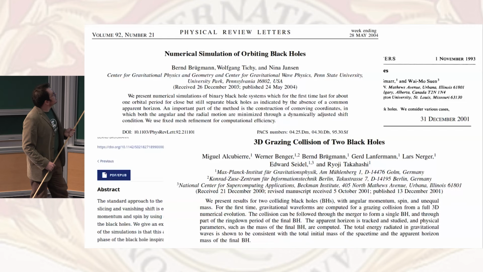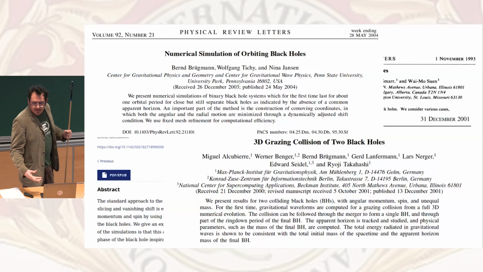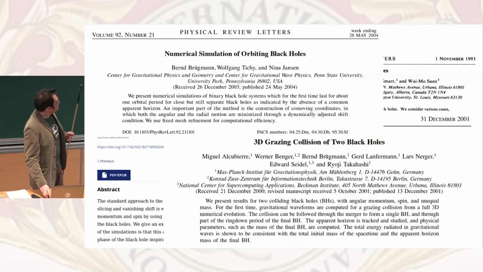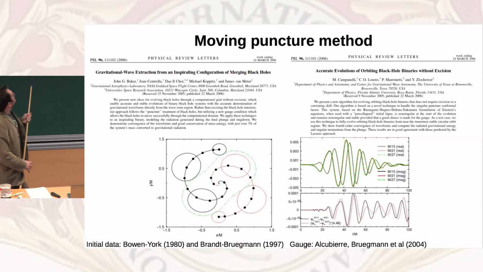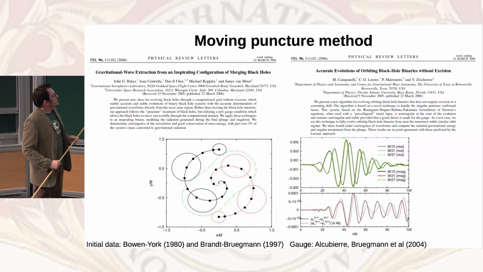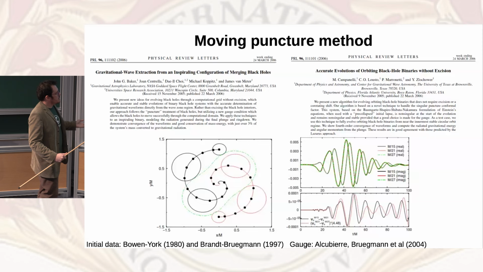So slowly things improved, not only as computers improved, but also as the formalism improved. In all these papers, the formalism is slightly different and improved on top of each other. Shortly after Pretorius, there were these two papers that came out together. They use a completely different technique with respect to what Pretorius did, but now this is one of the two main techniques used in our simulations nowadays.